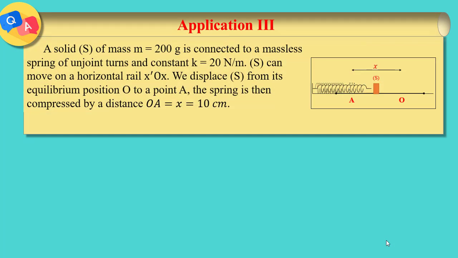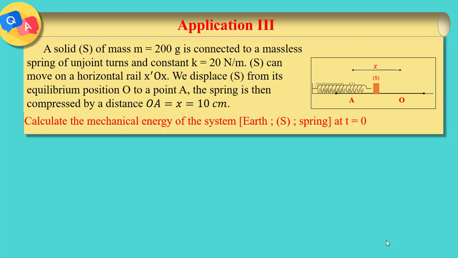Let's solve an application on the elastic potential energy. A solid S of mass m equals 200 grams is connected to a massless spring of unjoined turns and constant K equals 20 Newton per meter. S can move on a horizontal rail. We displace S from its equilibrium position. The spring is then compressed by a distance OA equals 10 centimeters. Calculate the mechanical energy of the system at t equals 0.